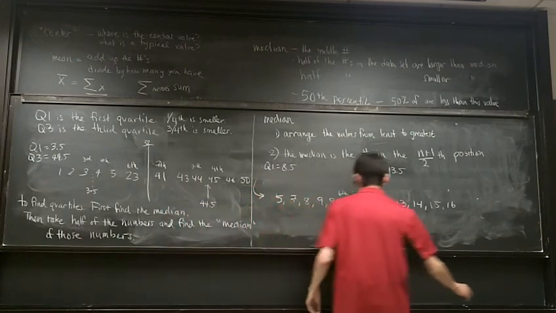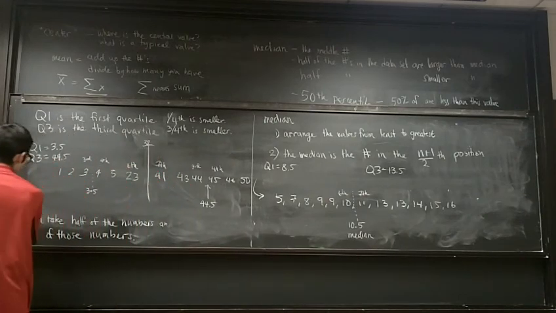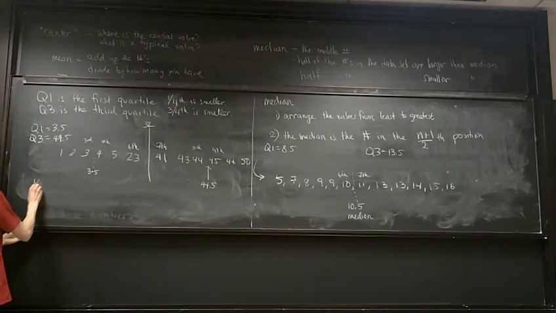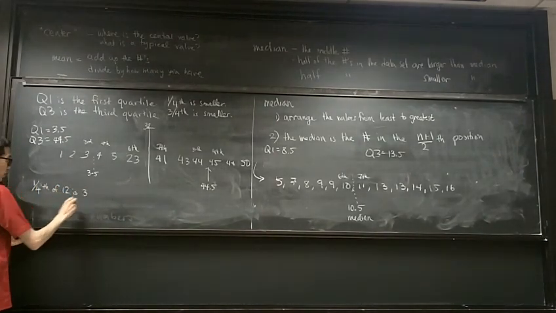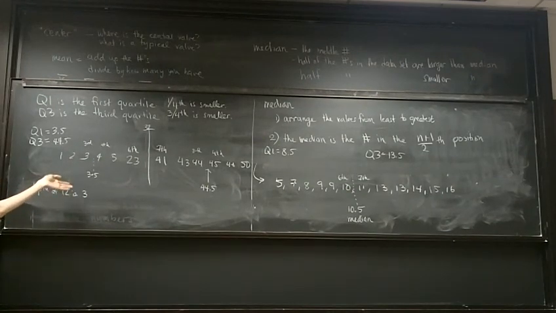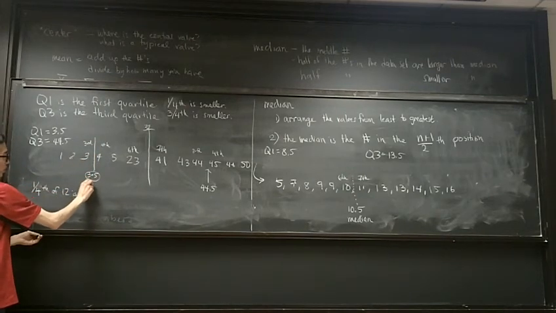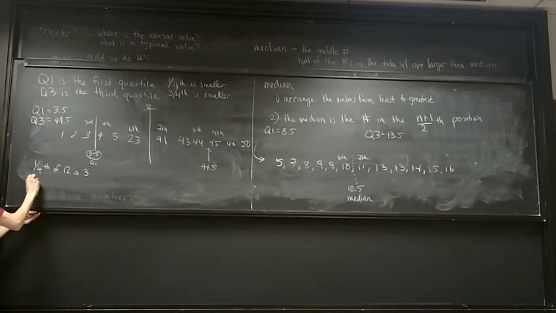All right. And then, just to go back to the definitions of what the first quartile and third quartile are. How many numbers do I have total? I've got 12 numbers, right? What is 1/4 of 12? 3, right? So 1/4 of the data, 1/4 of 12 is 3. So 3 numbers should be smaller than the first quartile. Is that the case? This is Q1, 3.5. How many numbers are smaller? 1, 2, 3.